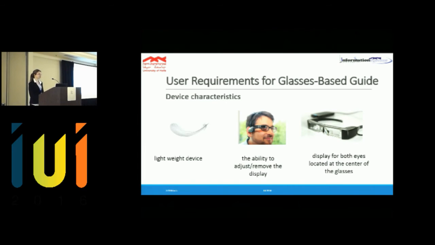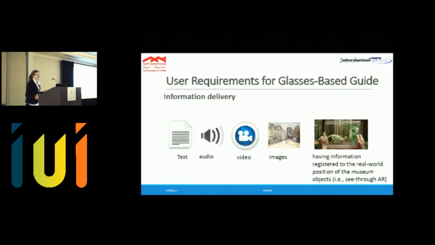Device characteristics. Users asked for a lightweight device, and the ability to adjust and remove the display. Some of the users prefer the display for both eyes located at the center of the glasses. Information delivery. There are several forms that users prefer, and combinations of these forms, like text, a story, audio to listen to the story, video, some movie, images, and information in real-world position, like augmented reality.